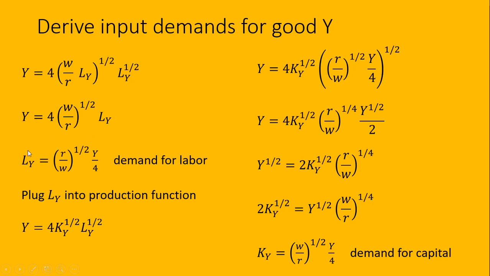Okay, simplifying here. Get this result. We're going to take this labor demand and plug it back in the production function to get the capital demand, input demand for capital. So taking L subscript Y, plugging it in here, leaves us with this result, and now just a matter of simplifying this mess. We'll simplify down to the following. So that is our demand for capital.